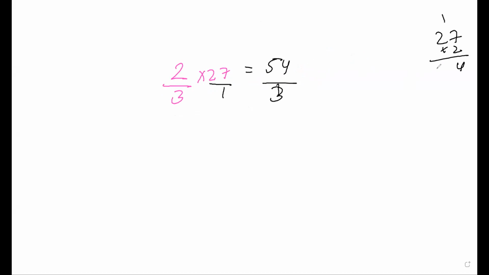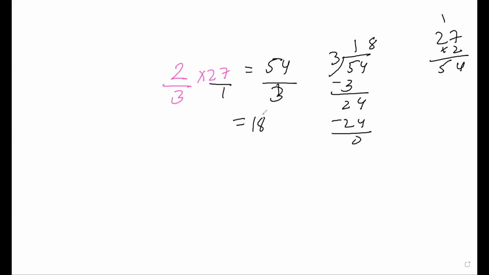See, I get this. Okay, this one is easy. Just divide this. 3 ones are 3 and I get 24. 3 8s are 24. I get 0. So my answer is 18. Khalas, this is my answer.